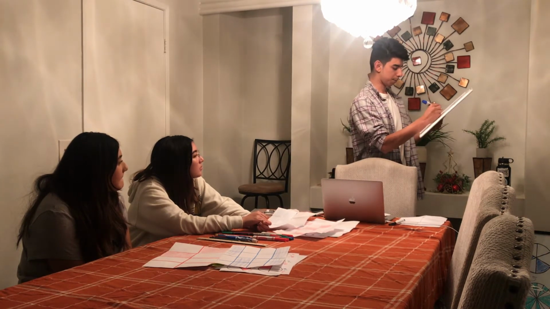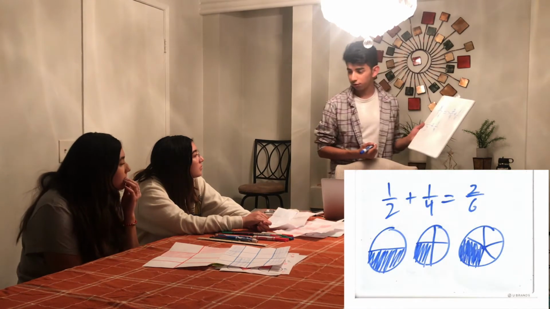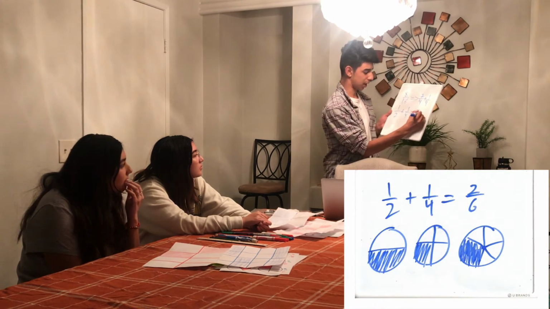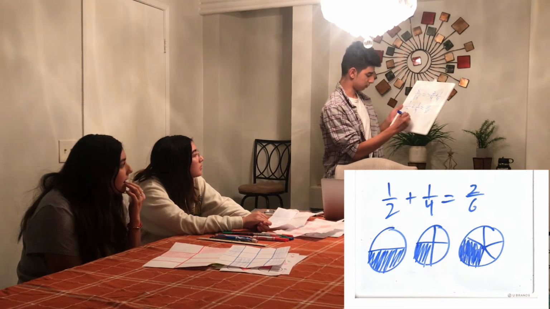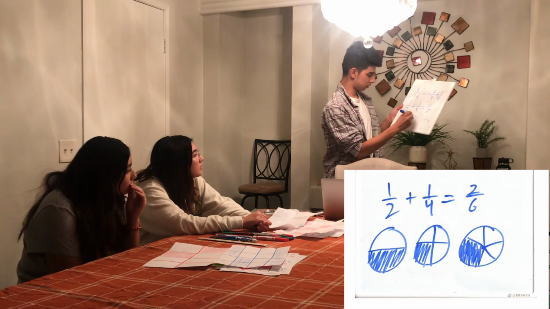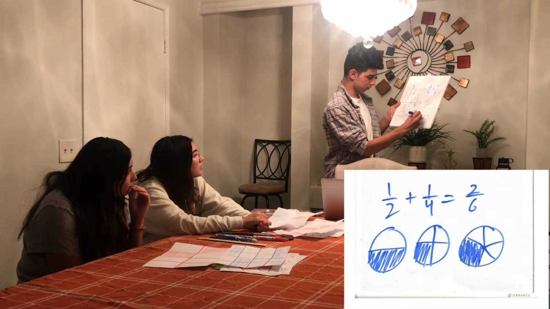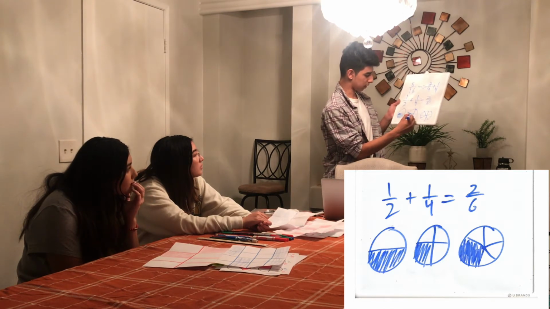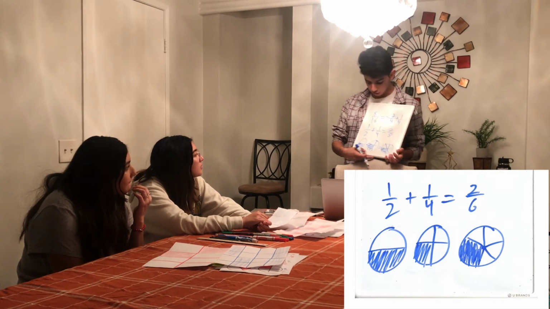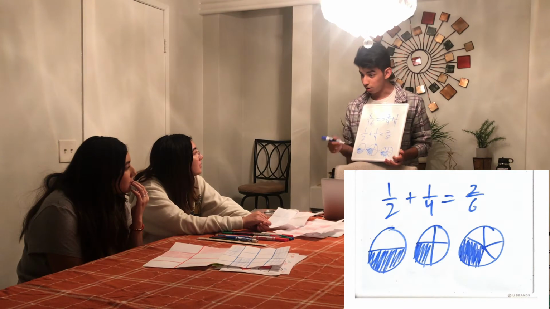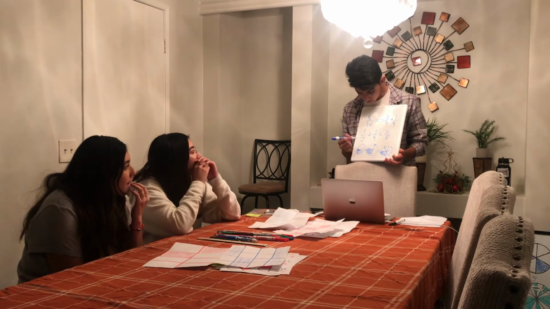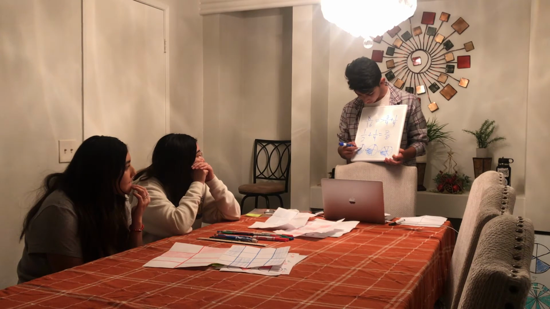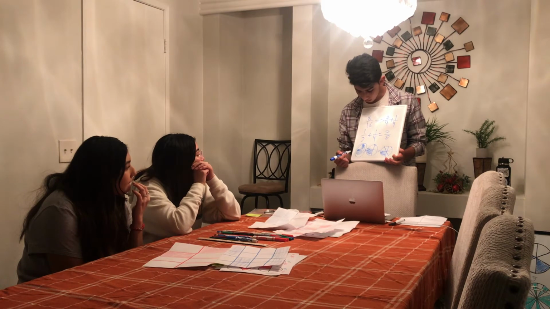So let's do 1/2 plus 1/4. If you were to add it straight, it would be 2 over 8. So let's do 3 different graphs. Technically this is 1/2, this is 1/4, and this is 2/8. Do these 2 graphs add up to this? No. Because if you were to add these 2 together, the total would actually be 6 over 8.